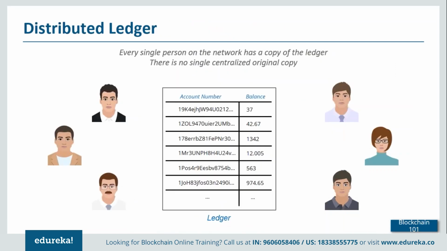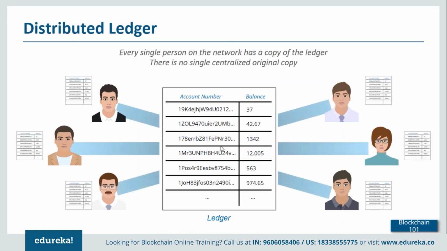Now, as I had mentioned here, we use a distributed ledger. What I mean by distributed ledger is that everyone who's part of the system gets a copy of the ledger. And there's no central ledger system existing. It's because it's distributed across anyone who's part of the blockchain system.